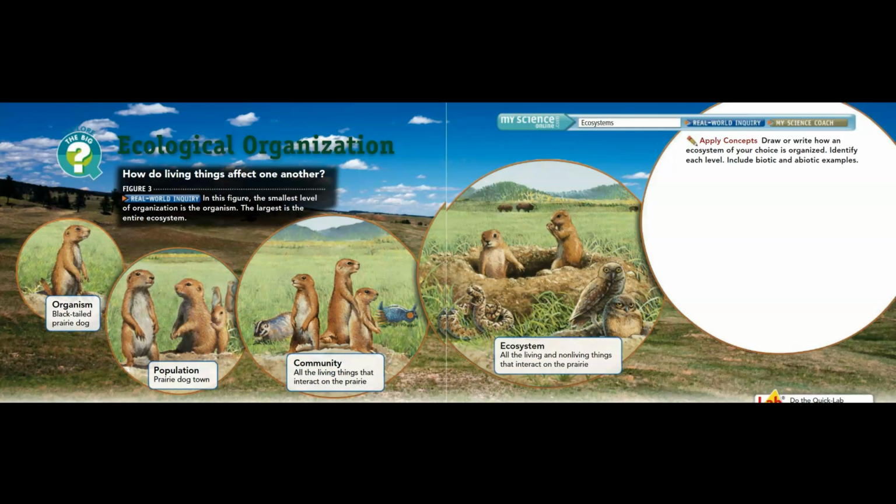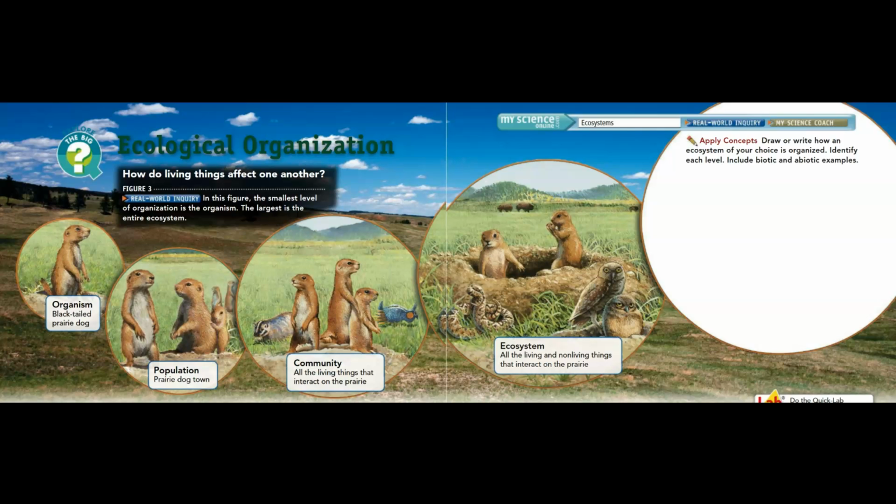Here we have figure 3. In this figure, the smallest level of organization is the organism. The largest is the entire ecosystem. So we start small with one organism. In this example, we have the black-tailed prairie dog, but only one black-tailed prairie dog. Now let's say the black-tailed prairie dog is going home after a long day of work to his family. Well, that's the population. The organism is in the population, so all the prairie dogs in that area.